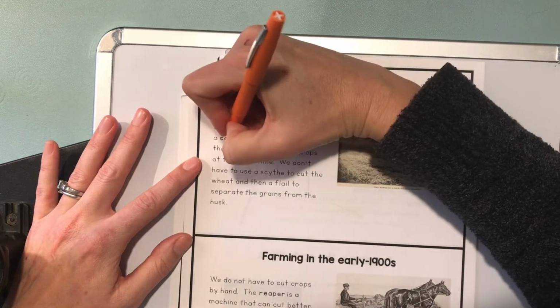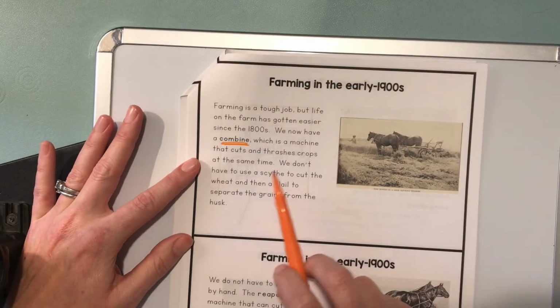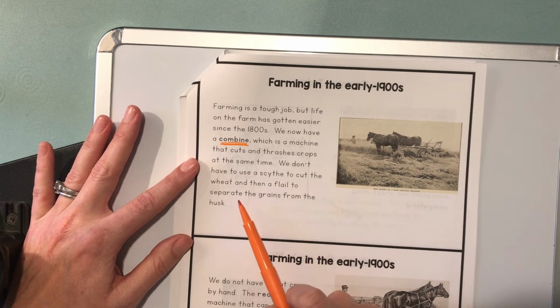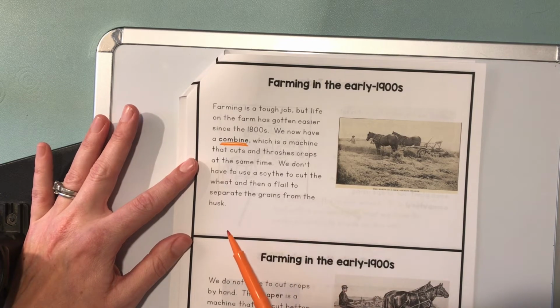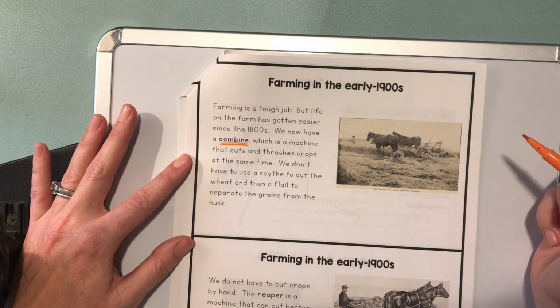So I am going to underline combine. We don't have to use a scythe to cut the wheat and then a flail to separate the grains from the husk. So they don't have to use those anymore because now they have this machine that does it for them.